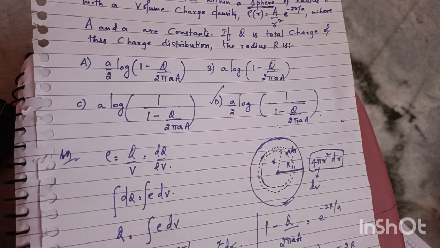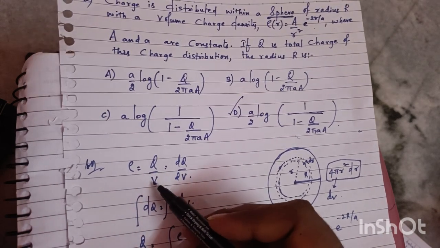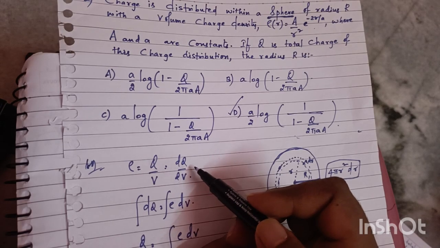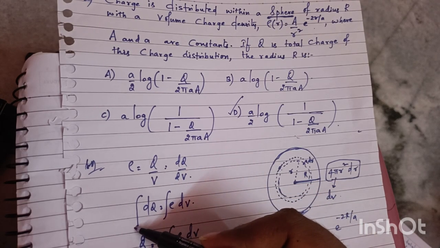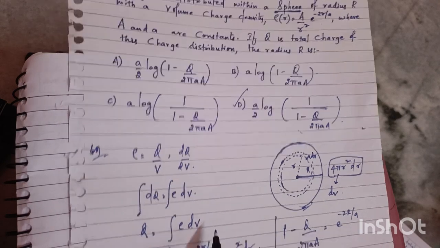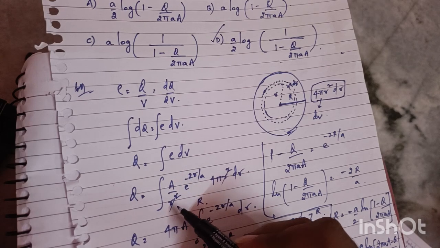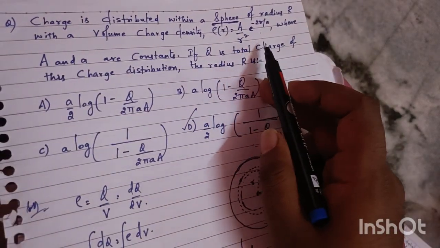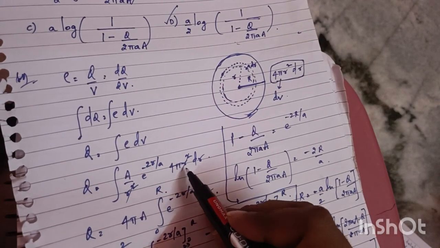Volume charge density rho is equal to q by v, total charge by total volume, which I've written as dq by dv in differential form. If I want the total charge, I should integrate rho dv. So q is equal to the integral of rho dv, where rho is the function which is varying with respect to distance, as given, and I've substituted that there.